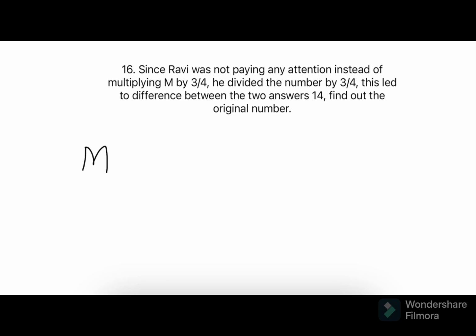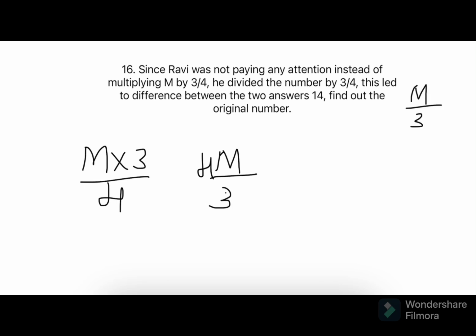So he is supposed to multiply it, right? So 3m by 4. But instead of that, he has divided it, meaning m divided by 3 by 4. Instead of this, I can also write it as 4m by 3. I hope there is no confusion in this particular format, right? So m divided by 3 by 4. Denominator of the denominator goes to the numerator. That is why I have written it as 4m divided by 3. So the difference between the two is equal to 14. So what is m? What is the original number?